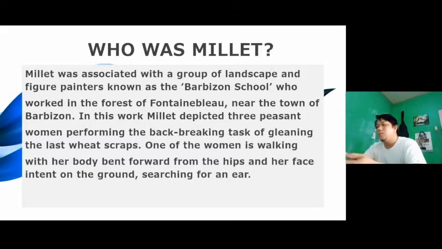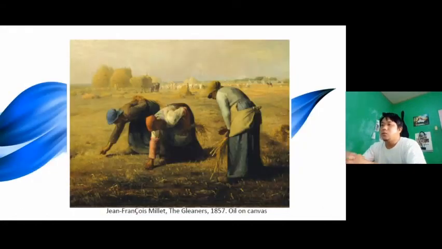Okay, so one of the women is walking with her body bent forward from the hips and her face intent on the ground, searching for grain. So he is still portraying here how hard the work of a farmer is, or those who plant crops. Okay, so this is the artwork of Millet.